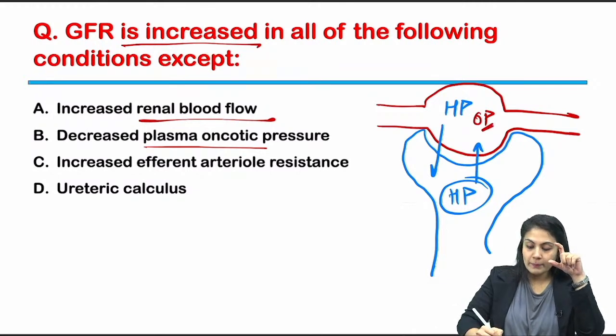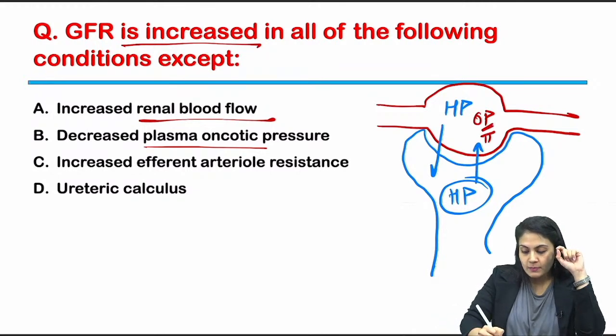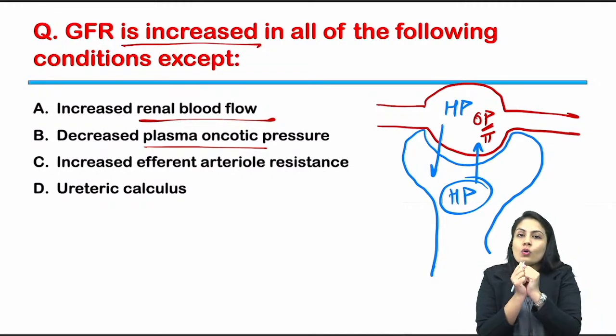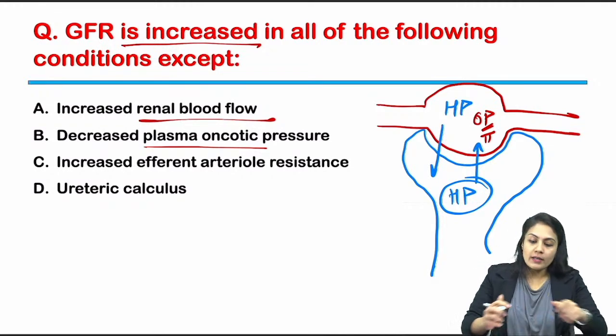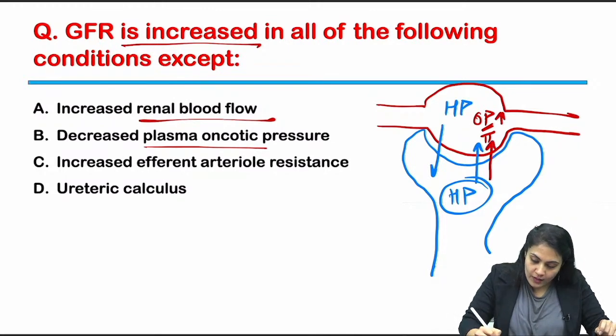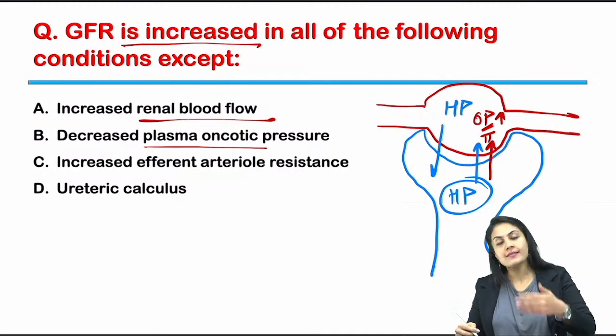Now, see over here, oncotic pressure in the glomerulus is because of the protein. We can write it as pi. It is the holding pressure. Why? Because protein loves to hold on to the water. So if the oncotic pressure is increased in the glomerulus, it won't allow the GFR to increase. It will decrease the GFR.